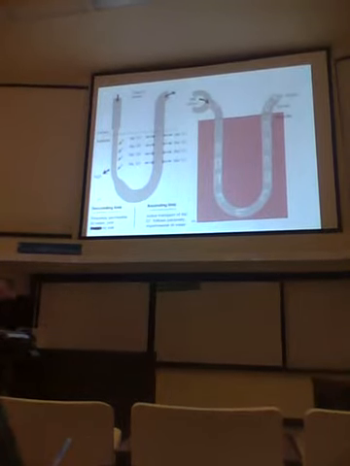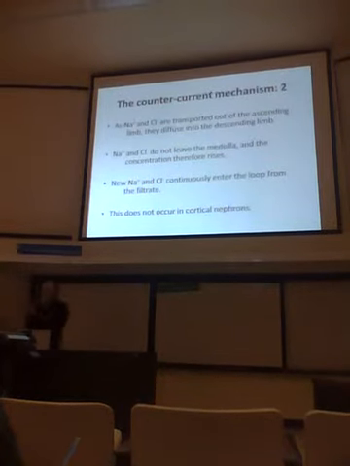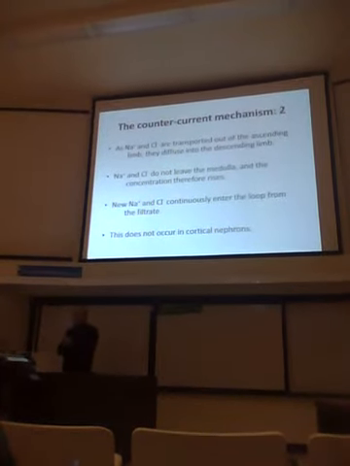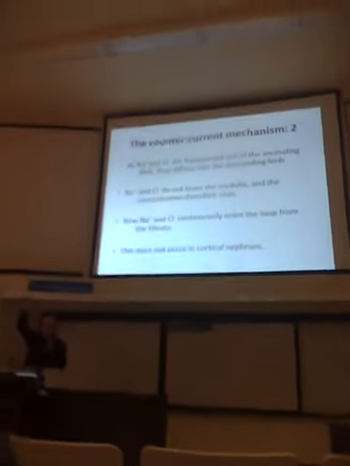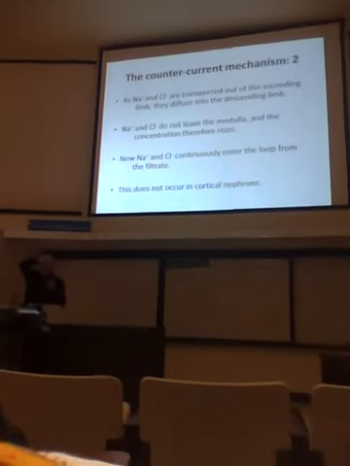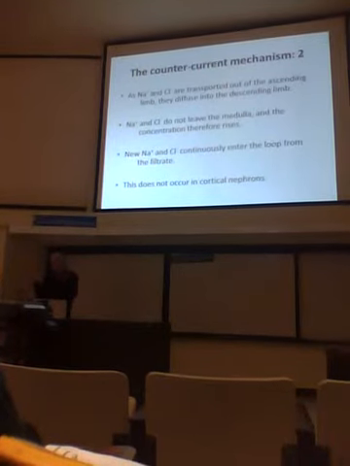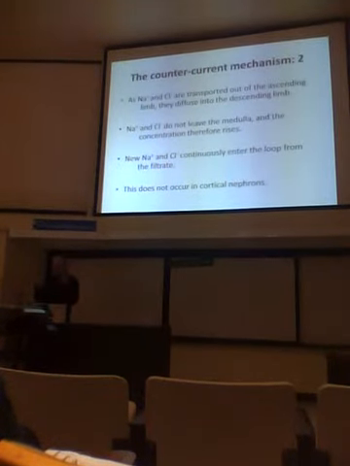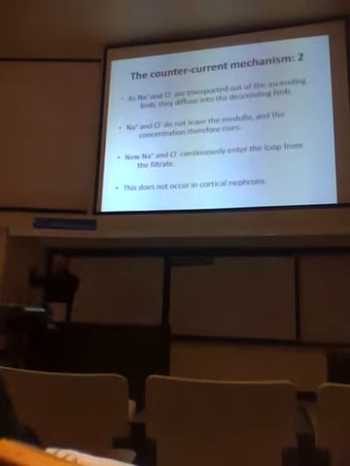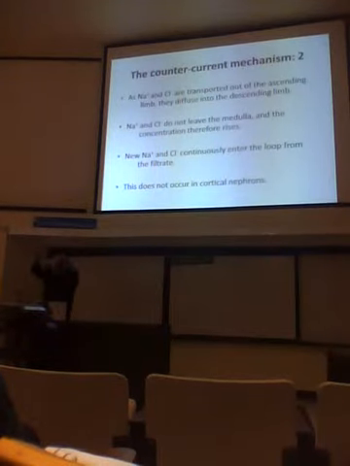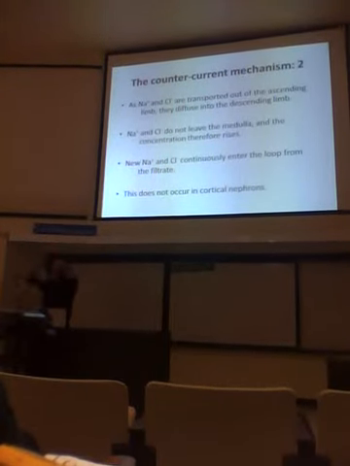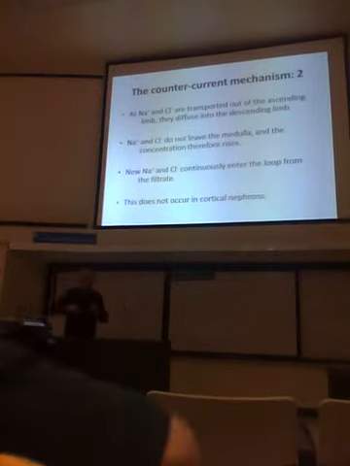Okay, hang in. So as sodium and chloride are transported out of the ascending limb, they diffuse into the descending limb. Sodium and chloride don't leave the medulla in large amounts, obviously a little bit does, and the concentration therefore rises. And new sodium and chloride is continually coming in from the new filtrate.